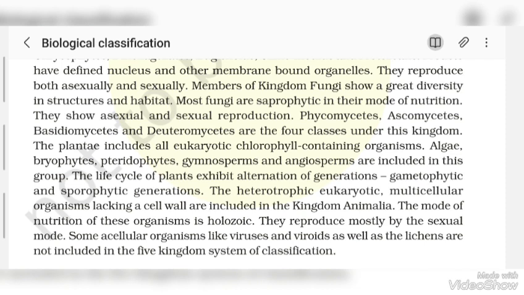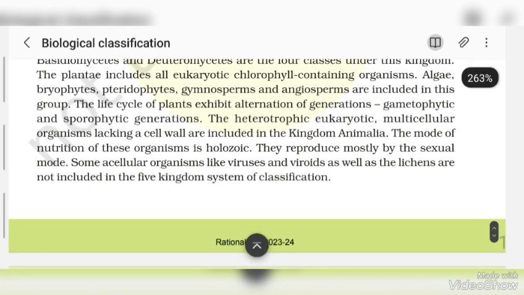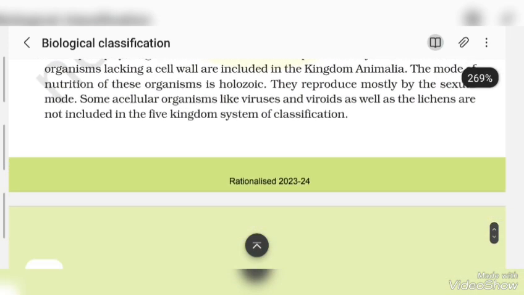The heterotrophic eukaryotic multicellular organisms lacking a cell wall are included in the kingdom Animalia. The mode of nutrition of these organisms is holozoic. They reproduce mostly by the sexual mode. Some acellular organisms like viruses and viroids, as well as the lichens, are not included in the five-kingdom system of classification.